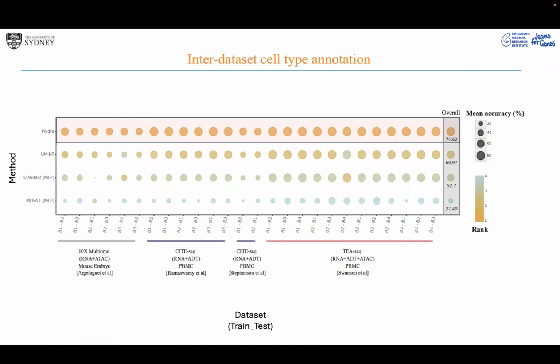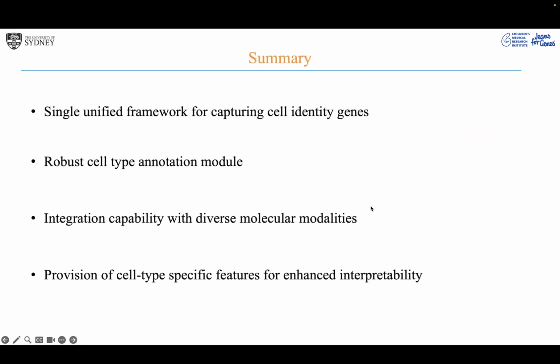And finally, inter-dataset cell type annotation. Here, evaluated on 26 train-test pairs across 4 experiments and 3 technologies, we are at 74%, and the second best performing is 60%, which shows that our tool is doing pretty good in capturing cell identity genes and performing annotation. So yeah, in summary, we have developed a single unified framework for capturing cell identity genes with a robust cell type annotation module and interpretability capability, as well as capability to integrate diverse molecular modalities.